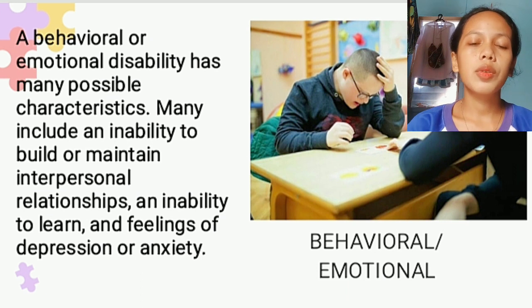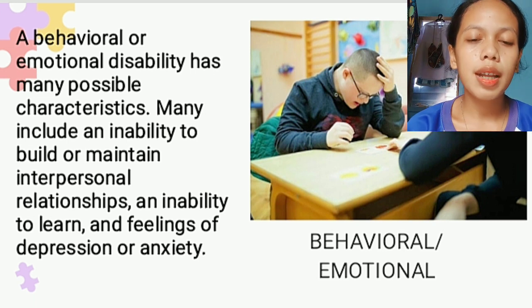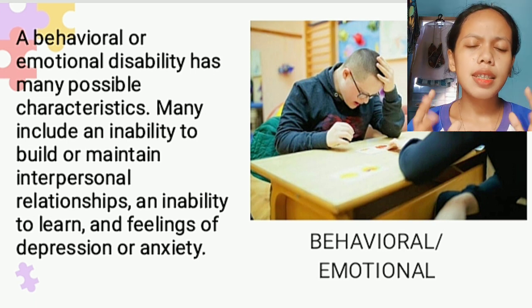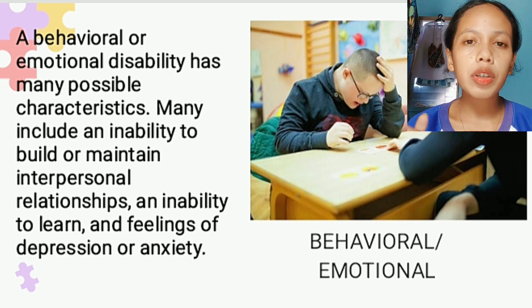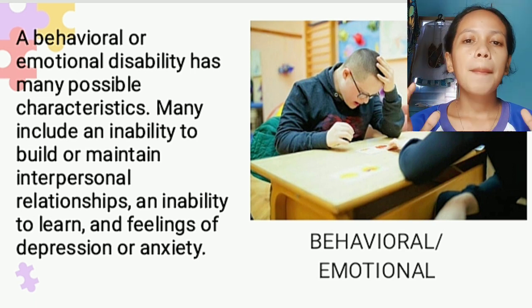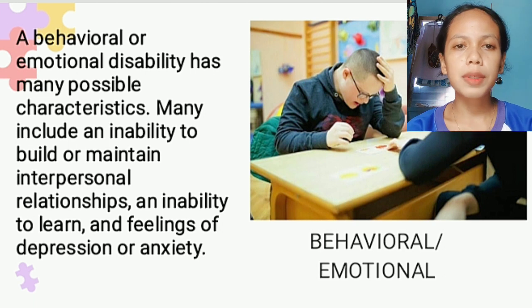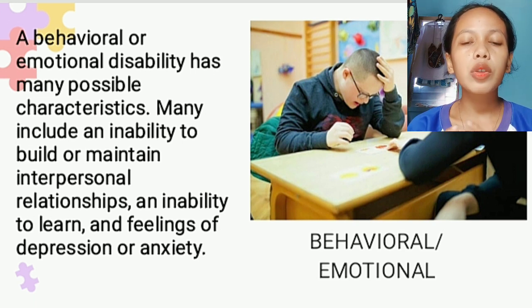Now, let's proceed to the second type of disability, the behavioral or emotional disability. What is behavioral or emotional disability? It has many possible characteristics. Many include an inability to build or maintain interpersonal relationships, an inability to learn, and feelings of depression or anxiety.